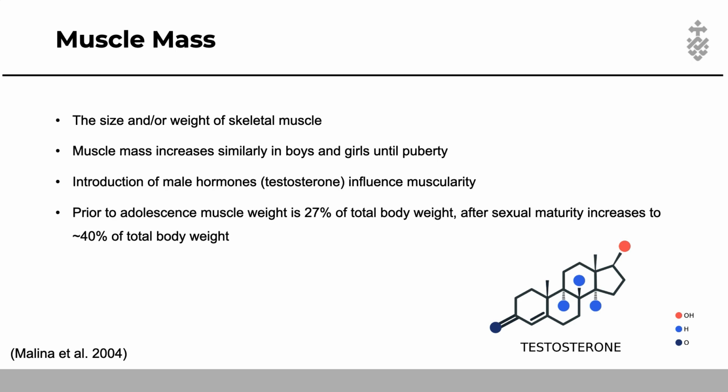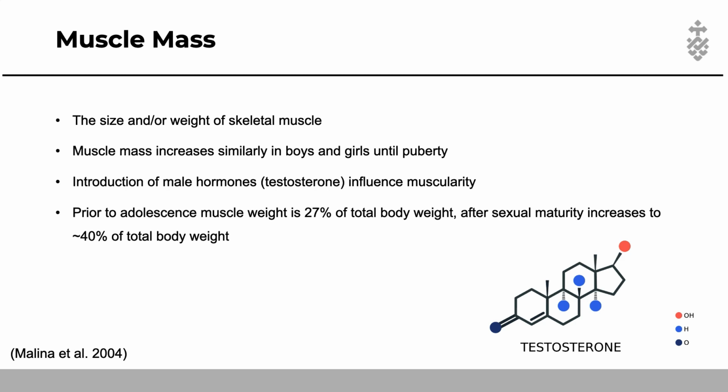Now, in puberty, males experience an influx of testosterone, and we know testosterone is an anabolic hormone. It promotes muscle growth, and it's going to really influence muscularity. Prior to adolescence, muscle weight is around 27% of the total body weight of a young boy. However, after sexual maturity and the introduction of testosterone, muscle mass increases to around 40% of the total body weight.